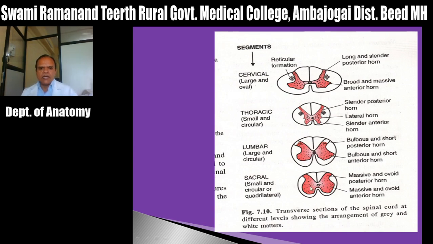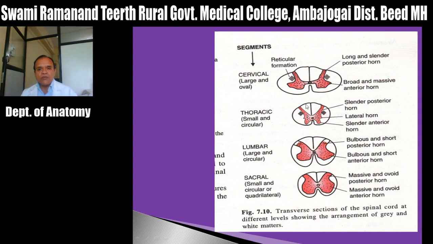And in the sacral, can you see the sacral? It is small and circular, or quadrilateral you can say. Here it is small circular, but it is not matching with the thoracic, so we can say it is quadrilateral overall when you cut the section. And see, the posterior horn is massive and ovate, whereas the anterior horn is also massive and ovate.